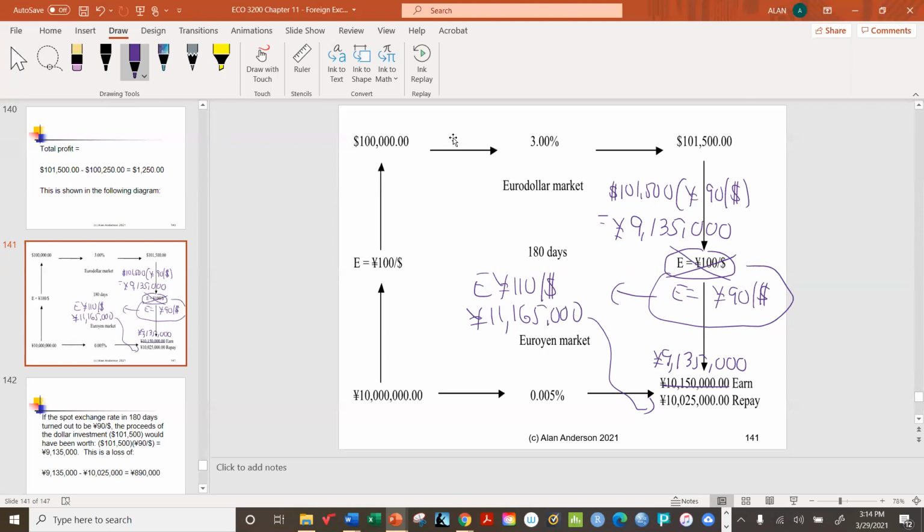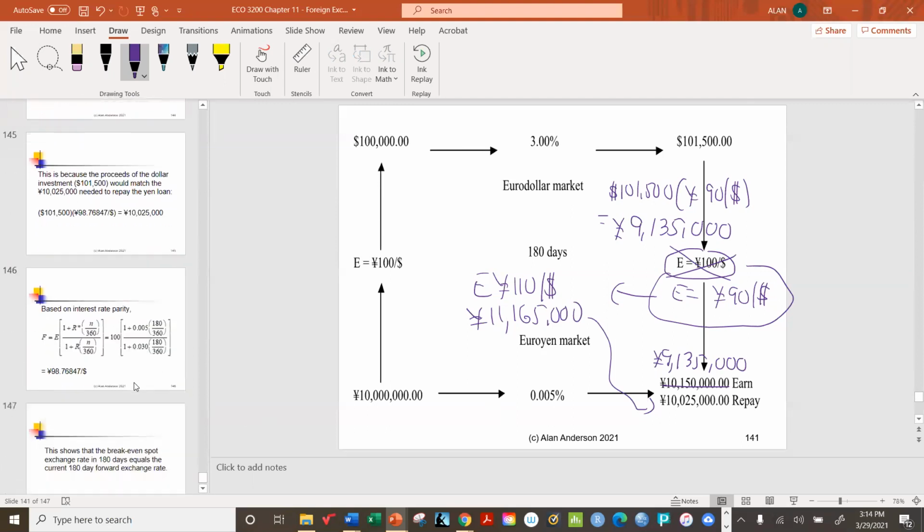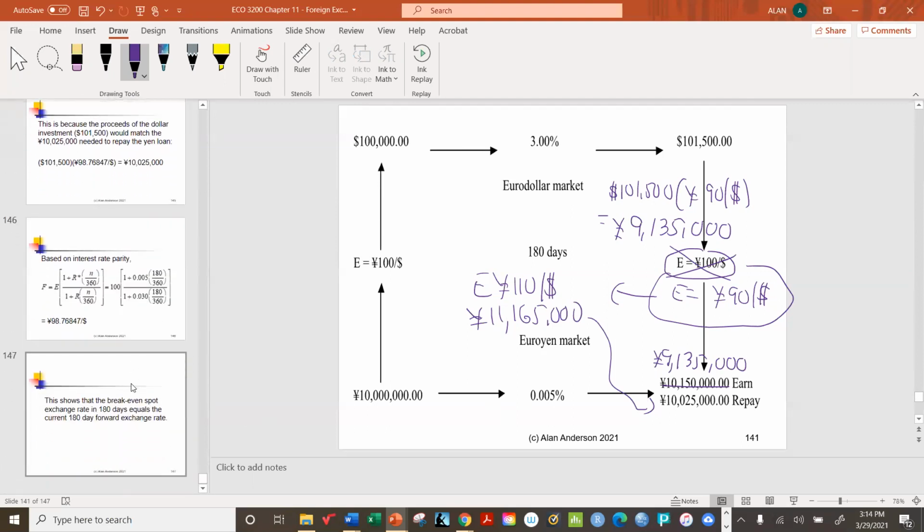But in principle, it could be done with any two currencies as long as their interest rates are significantly different from each other. But you can see also it is not a true arbitrage. So anyway.